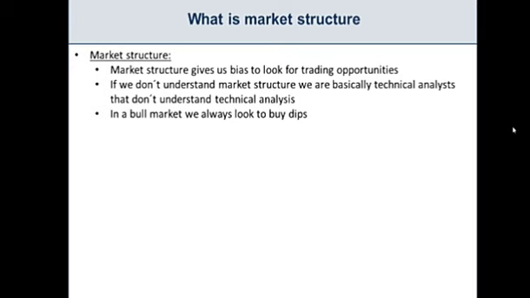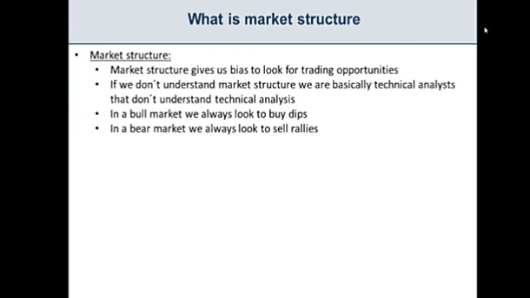For example, in a bull market, we always look to buy dips. So if we don't understand market structure, we will never understand that we are in a bull market, and maybe we will be looking to buy puts in a bull market, which is a no. And in a bear market, we always look to sell rallies. In a bear market, you sell into strength, and in a bull market, you buy into weakness. This is how you trade. This is how trading is made simple. You follow the trend, you buy into weakness, and you sell into strength. But you need to understand what market structure is.